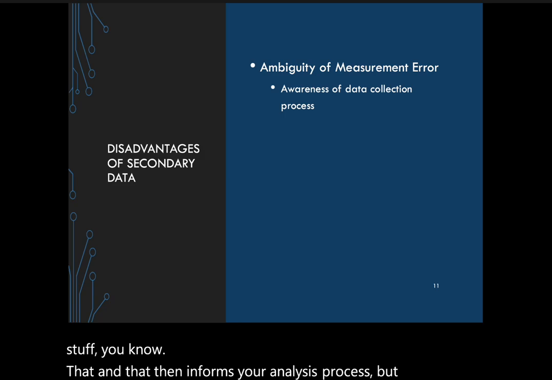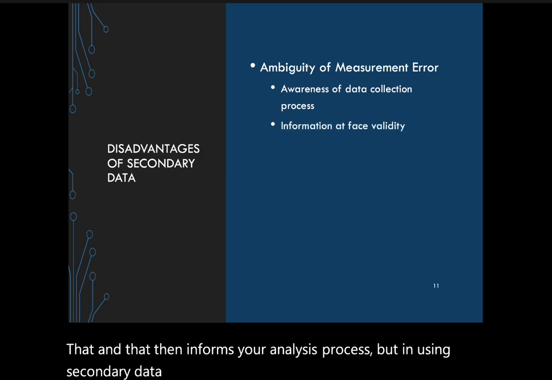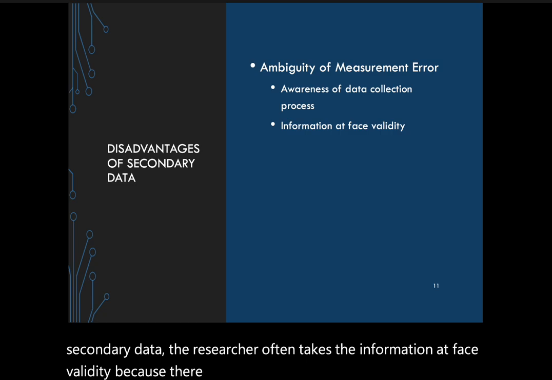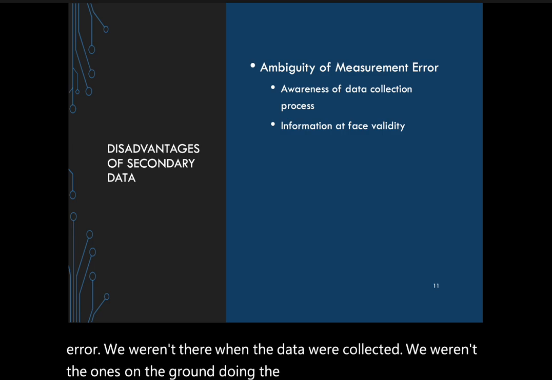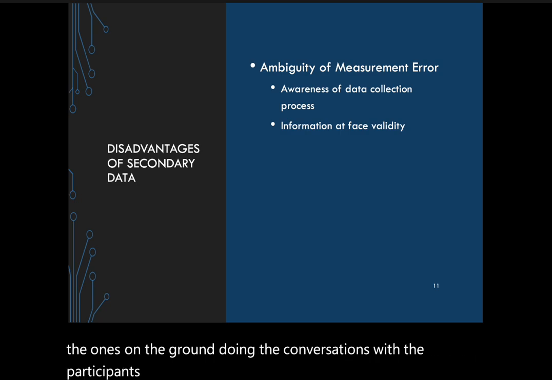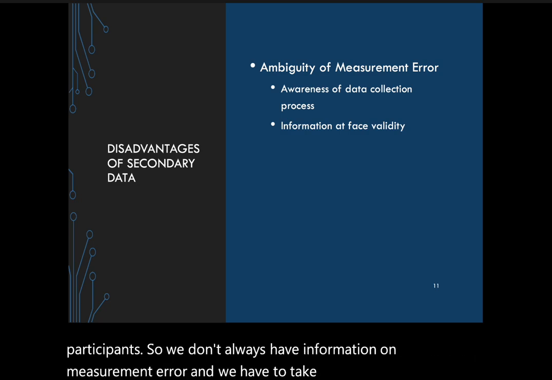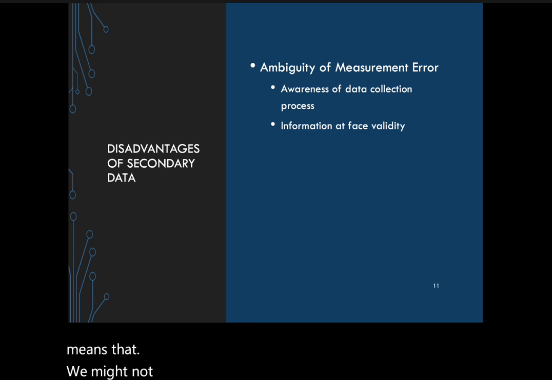But in using secondary data, the researcher often takes the information at face value because there is a lack of good sense of measurement error. We weren't there when the data were collected. We weren't the ones on the ground having conversations with the participants. So we don't always have information on measurement error, and we have to take data at face value, which means that we might not know what the measurement error is in our study.